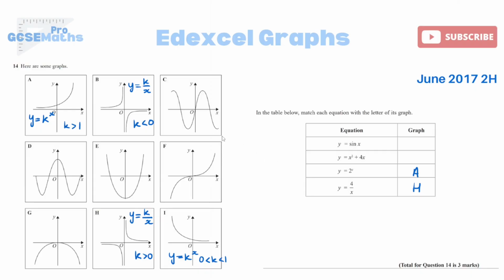Now C, this looks like a trig graph, but then also so does D. We've got here sine x. So you have to remember specifically which one is sine, and obviously which one is cosine. They both look very similar. I always remembered that sine starts at 0, 0, which is clearly C. And cosine starts at 1, which is D.